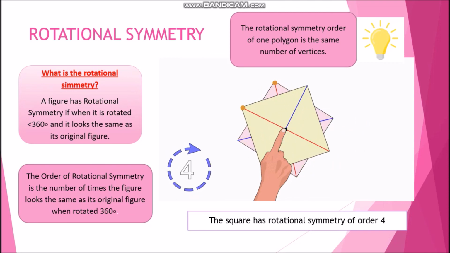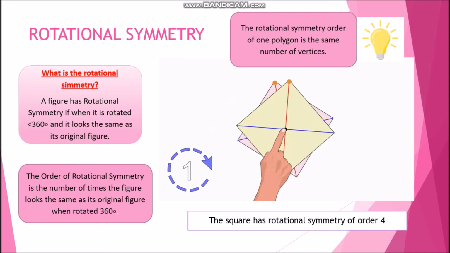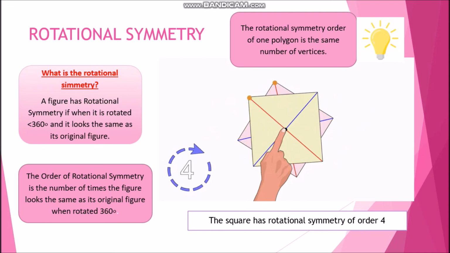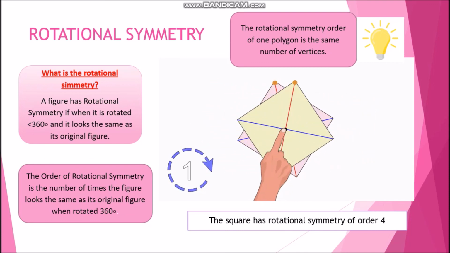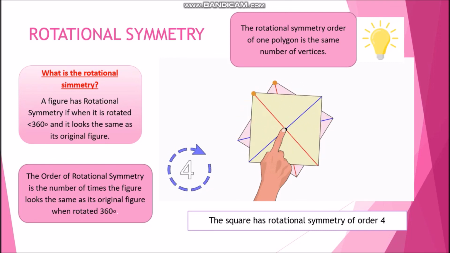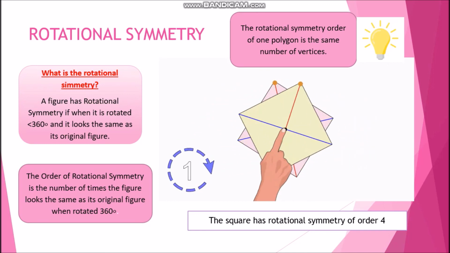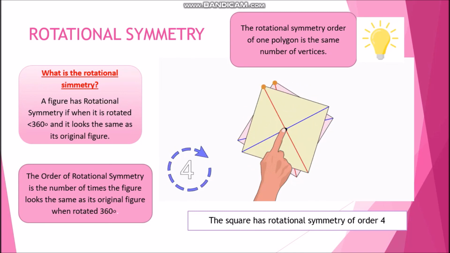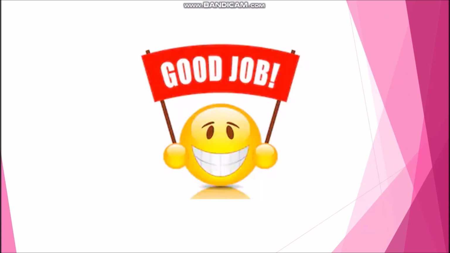Y podemos basarnos también en el número de vértices. Por ejemplo, si un triángulo tiene 3 vértices, entonces tendrá un orden de rotación 3. Si un cuadrado tiene 4 vértices, tendrá un orden de rotación 4. Si un octágono tiene 8 lados, tendrá un orden de rotación 8. Eso es la simetría rotacional, el poder rotar una figura 360 grados y que siempre mantenga su forma original. Perfect. Good job.